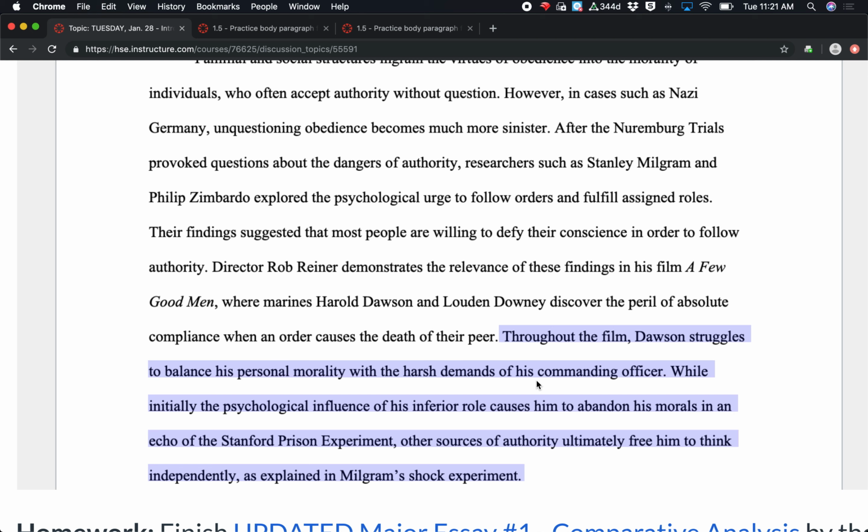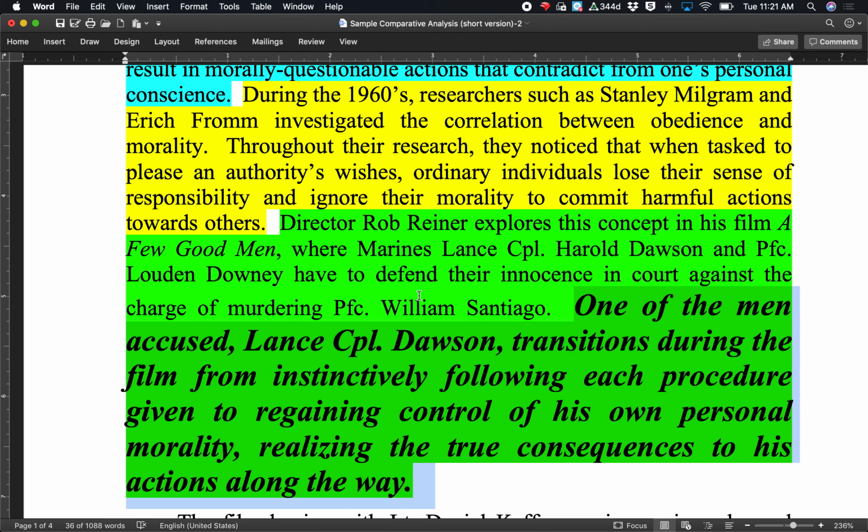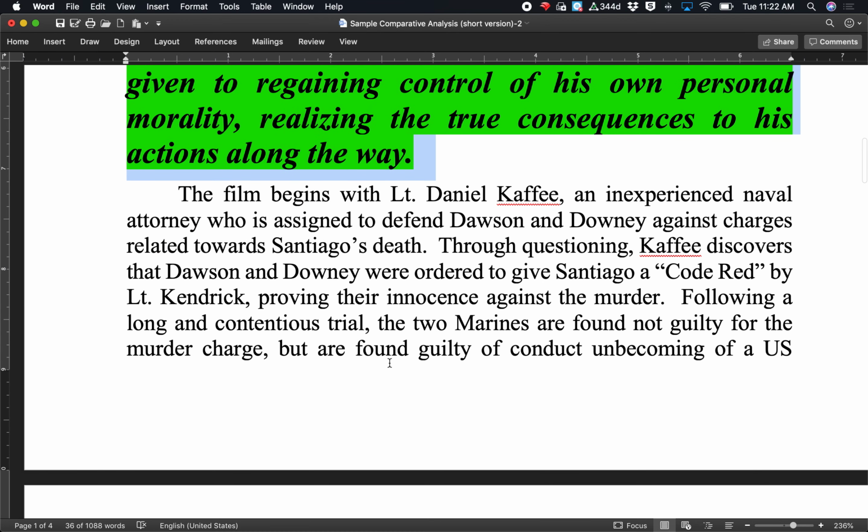I could see you introducing Fromm's idea of the humanistic conscience in your introduction, and then in your thesis saying that Dawson changes because he taps into his humanistic conscience, something like that. There are lots of ways to write this introduction. Any questions? I'm almost finished. You're going to get work time soon. Any questions? All right, go to the next paragraph.